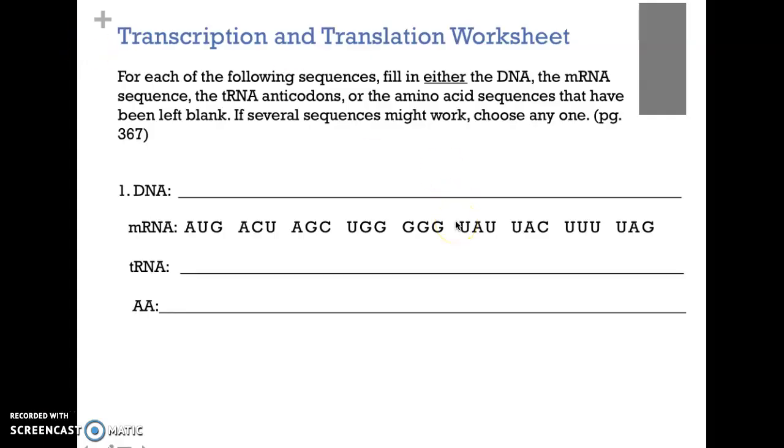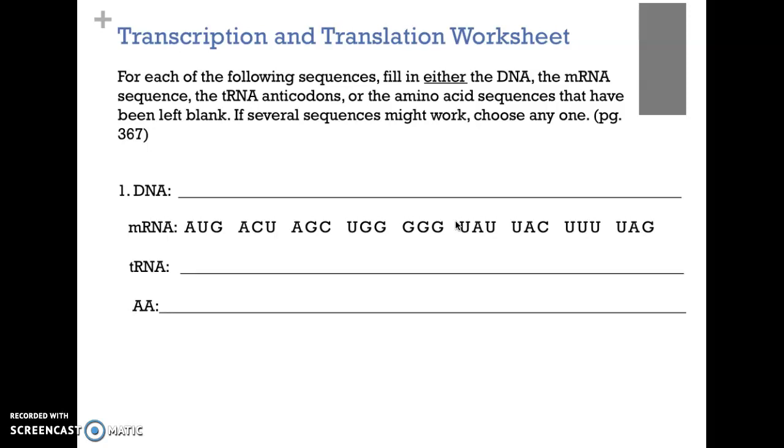All right, here's just a quick answer key for the transcription and translation worksheet that I asked you guys to do before. I just want to double check that you guys are understanding what we're doing. In this activity, you were given either a piece of DNA, messenger RNA, tRNA, or an amino acid, and you had to try to figure out the missing strands.